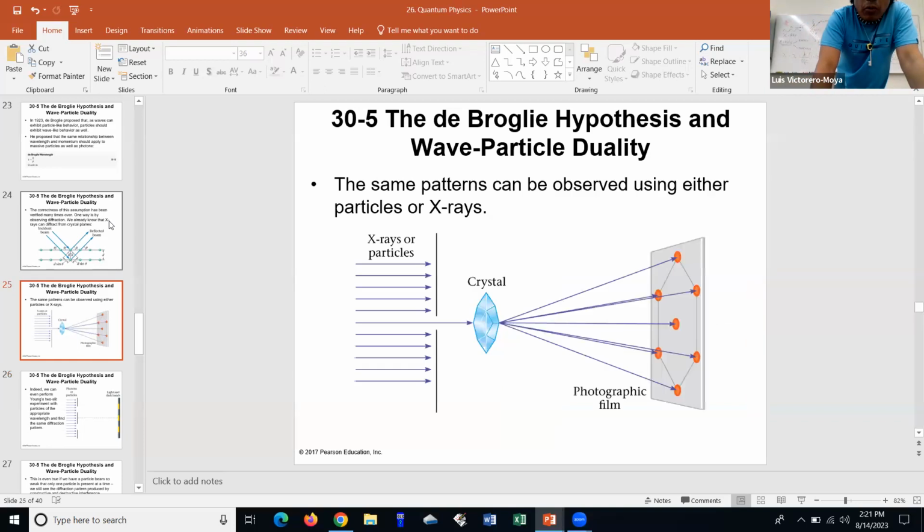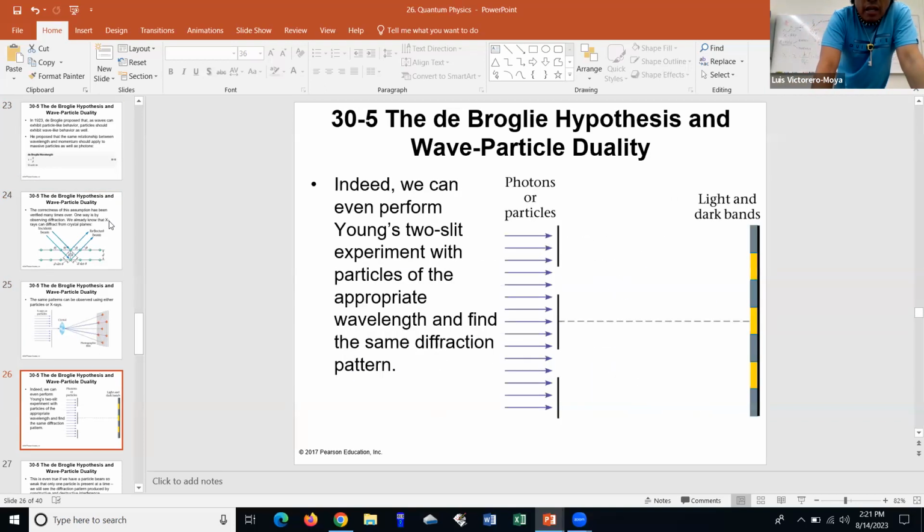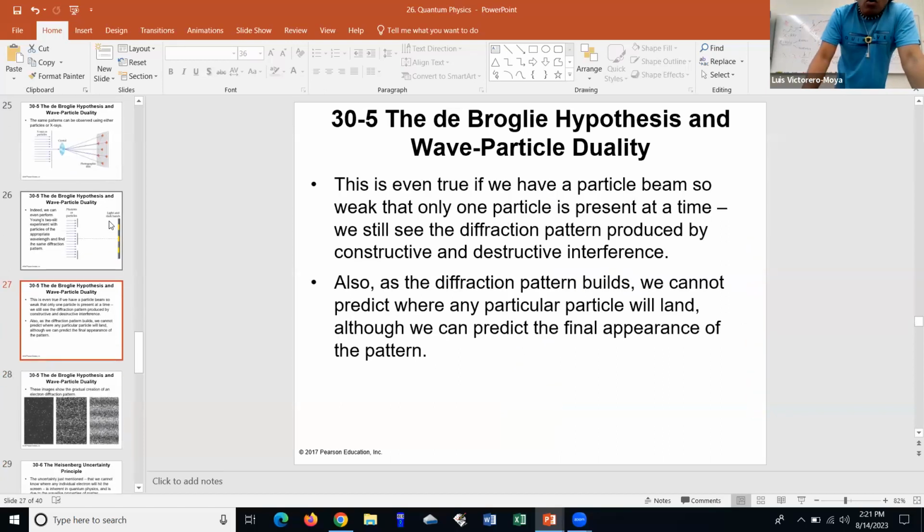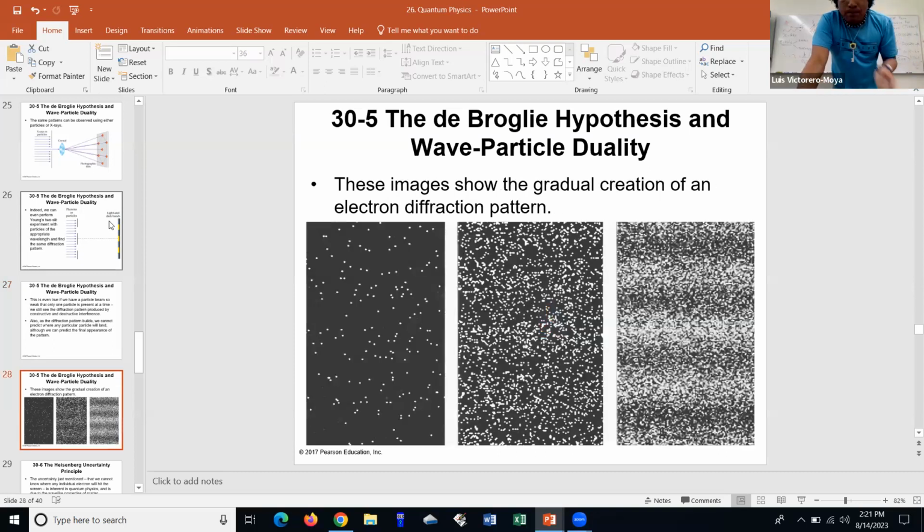So what de Broglie proposed with this is that you can replicate this by using electrons at a given wavelength. So we can see diffraction patterns with a stream of electrons. This is true even if the particle beam is weak enough. There you have it. So here you have an electron diffraction pattern.